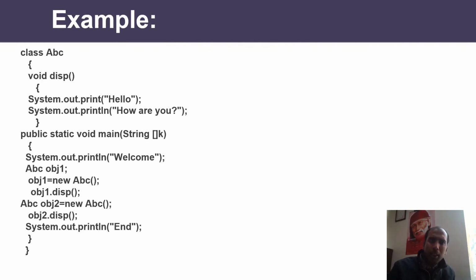So let's see an example again. There is a class ABC. I have created a display method. Now I have created an object of class ABC. So whenever you are going to call a method of a class, you first need to create the object of that class. So for calling any method of a class, you need to create the object of that same class. Because the method is defined inside class ABC, you need to create the object of class ABC.